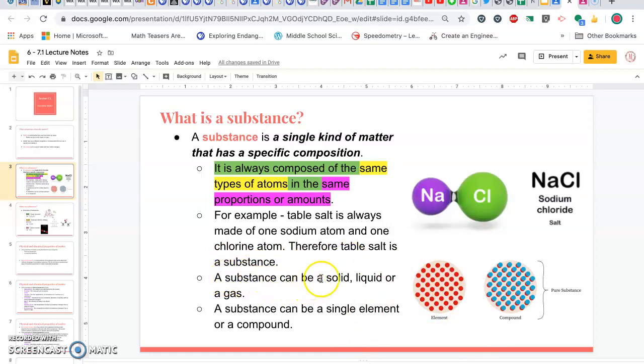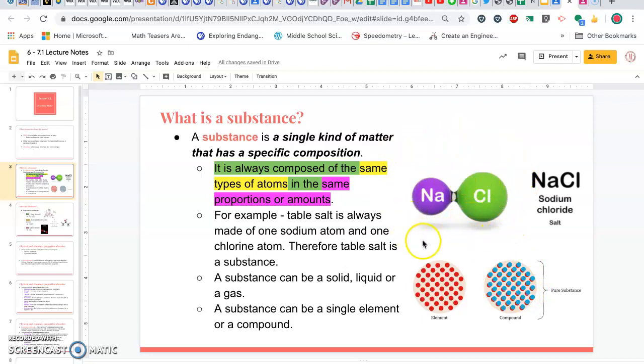Again, a substance can be a solid, liquid, or a gas, and a substance can be a single element, such as gold. Gold is a substance, and gold is only made up of gold atoms. Gold is an element on the periodic table, Au, and so gold would be an example of a substance that is an element, or it can be a compound. A substance can be a compound, like we just showed here with sodium chloride.